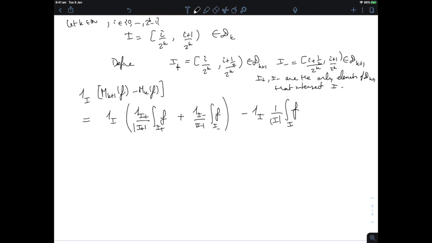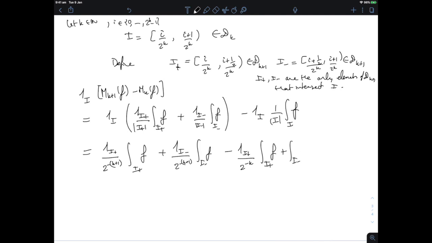Okay, so now let's try to group things together a bit. Now I have here an indicator function of I plus. I'm going to divide, what is that? So I'm dividing by 2 to the minus k plus 1, integrating over I plus, and I have over I minus the same thing. And then here, let's see what happens on I plus, and let's see what happened on I minus. So on I plus, I'm integrating over I plus, and I'm also integrating over I minus. And then same thing on I minus.